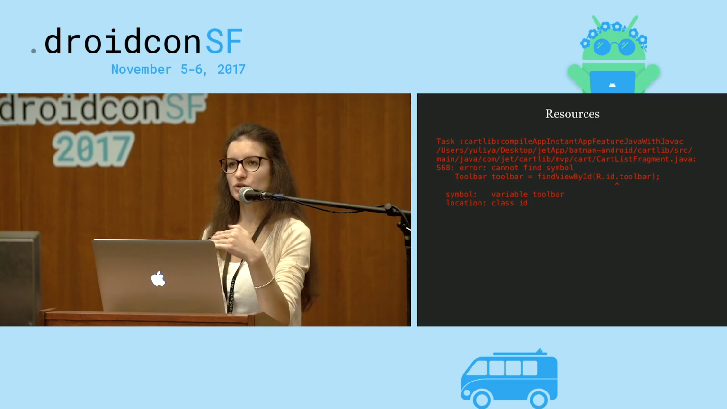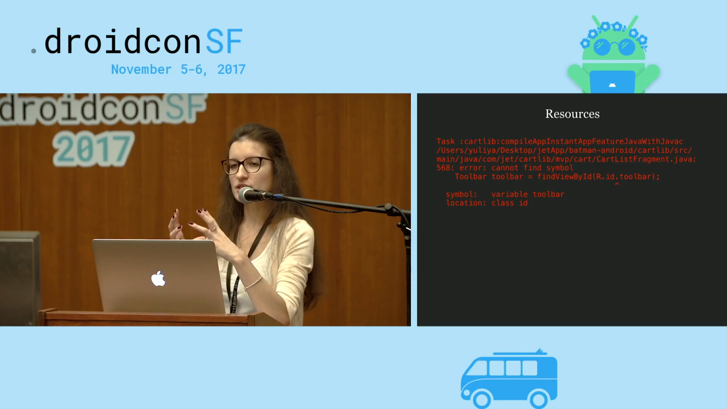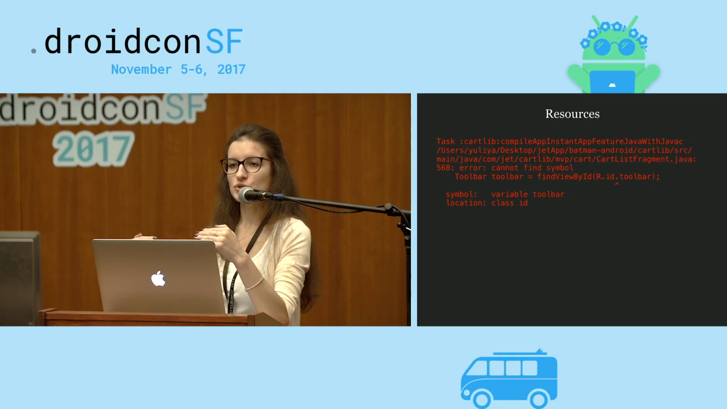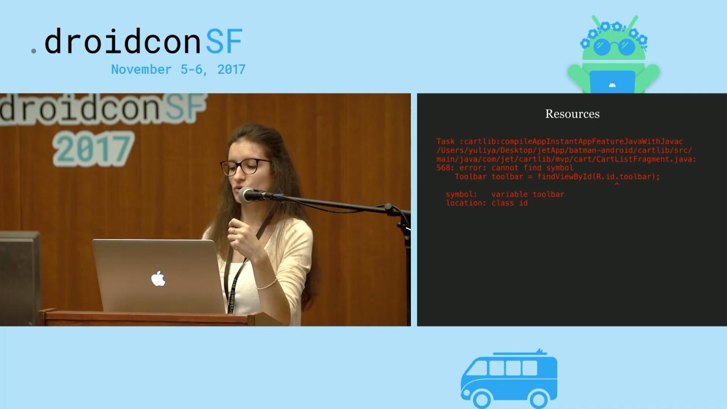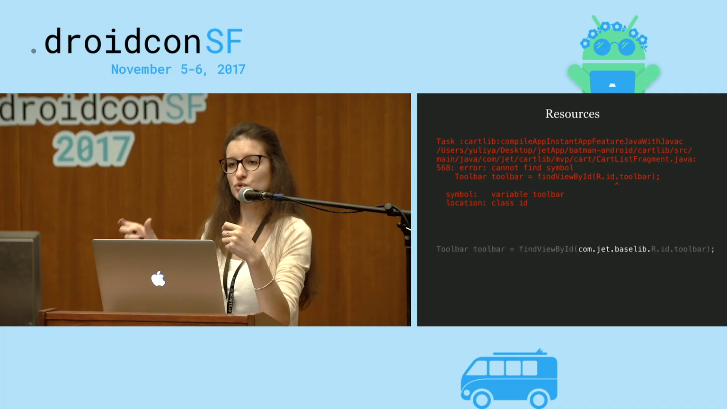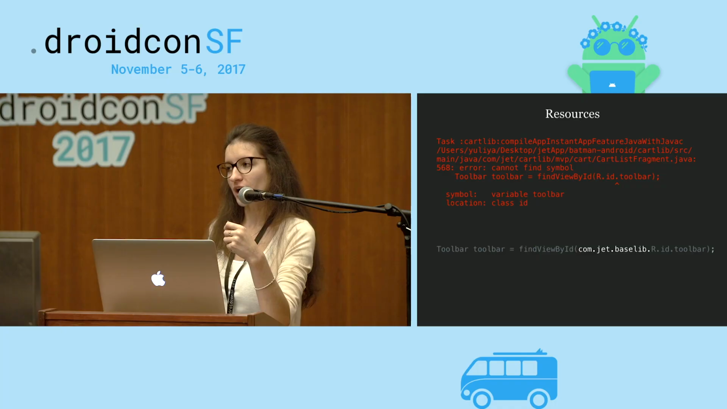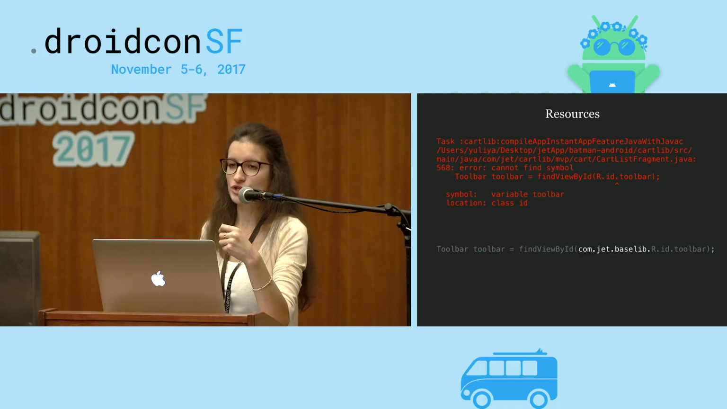And when we started to look deeper into the problem, we realized that the XML file with this resource was defined in the base module, but it was used in a feature module. And just because base module and feature modules would have different package names, right? Android would generate different resource packages for different modules. So in order to solve this issue, we don't need just to specify a resource ID that we define in the XML file. We have to specify a full resource ID.